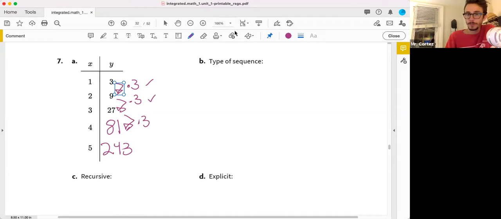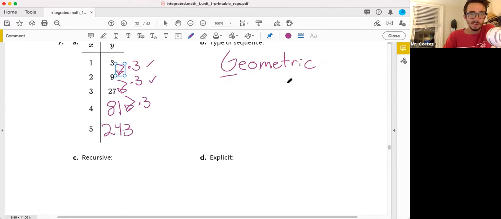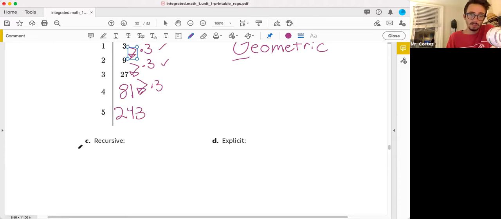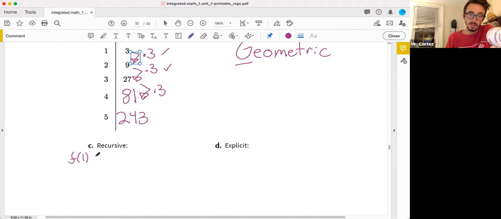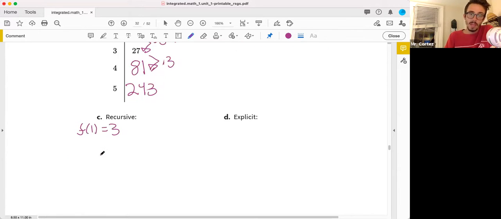Your other 2 terms are here. The type of sequence, we've said previously, the real G's multiply their money. And in this case, we're multiplying by 3. So this is a geometric sequence. Capiche? The recursive, we got to start somewhere. So let's start where it's the first term in the sequence, where x is 1. Well, that's 3.